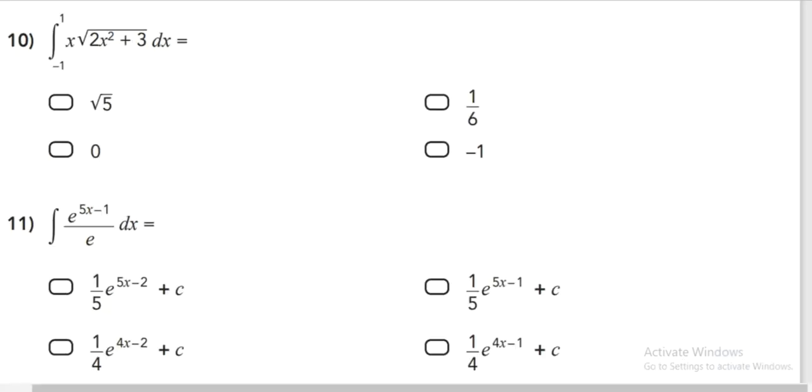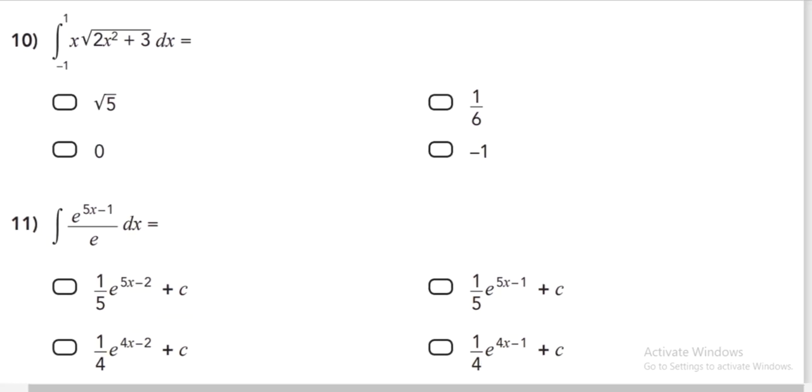Question 10. Integration from -1 to 1 of x square root of 2x power 2 plus 3 dx equals what? Here we want to find the value of this definite integral for this expression. Here we can see that we have an expression with a root. As I said before, in any expression we want to differentiate or integrate, we have to get rid of the root by converting it to a power. So we write this root as a power.